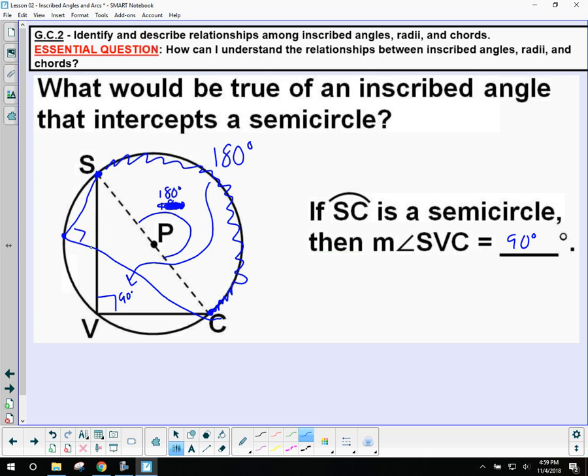Same thing here. This would be 90 degrees. If I went all the way down here, this would be 90 degrees. When you have an inscribed angle that shares that semicircle, they're all going to be 90s. Hence, this kind of dabbles into those special triangles we talked about, and trig, and all that other fun stuff.